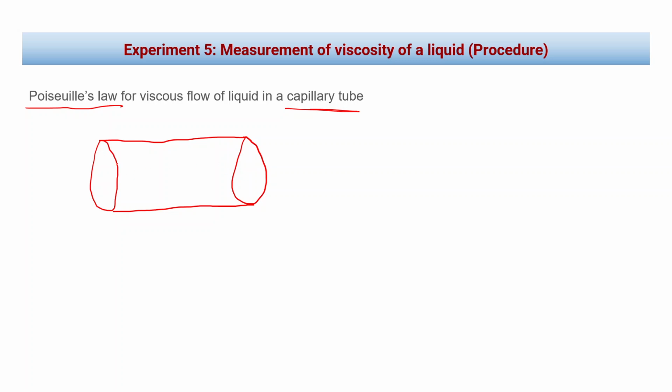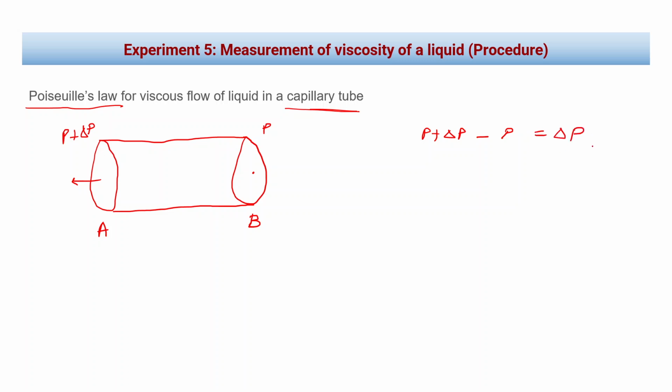For the liquid to flow, there must be some pressure difference we have created. Say this is side A and this is side B of the capillary tube. On side A the pressure is high, P plus delta P, and on side B the pressure is P. The difference in pressure is this high minus the lower, which is delta P.